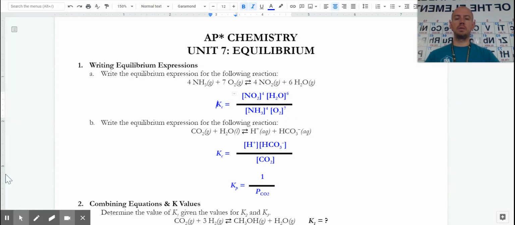The first step of a lot of equilibrium problems is writing the equilibrium expression. The equilibrium expression is just the ratio of products to reactants accounting for your coefficients. So in example A, we've got ammonia and oxygen making nitrogen dioxide and water.